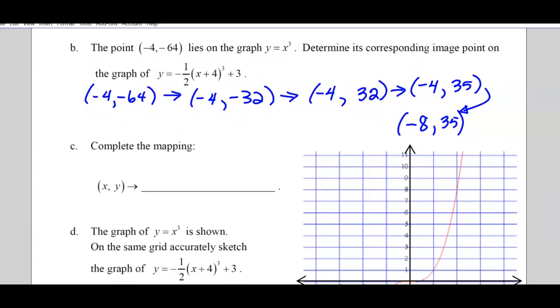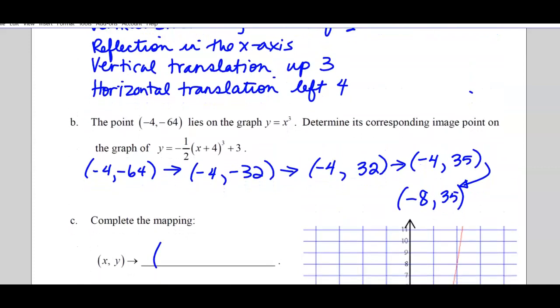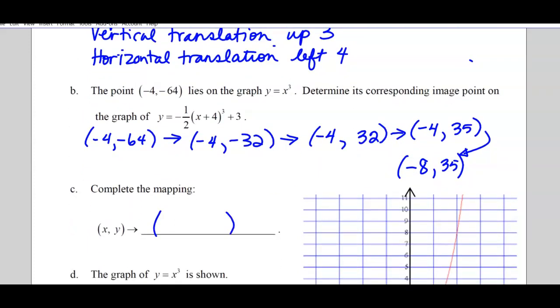Complete the mapping. So in general, what's happening? So I'm just going to make sure I got this. Vertical stretch by 1/2. Actually, do this. So vertical stretch by 1/2. Reflect in the x-axis. Then translate 3 up and left 4. Okay.